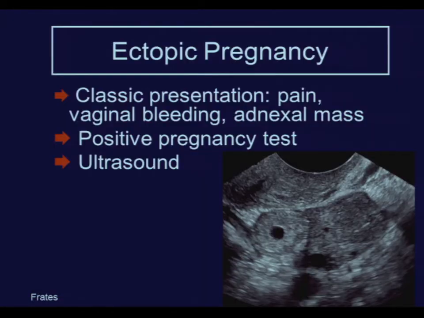The classic presentation of a patient with ectopic pregnancy is the clinical triad of pain, vaginal bleeding, and a palpable adnexal mass. Clearly, we'd like to see a positive pregnancy test before we start evaluating for ectopic pregnancy, and then we move to an ultrasound. And here you have an image of a classic tubal ring seen medial to the left ovary in a patient with ectopic pregnancy.